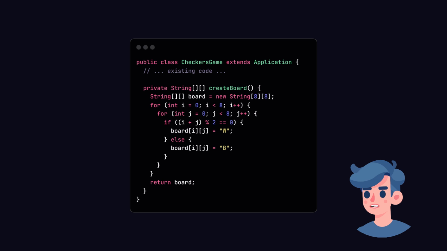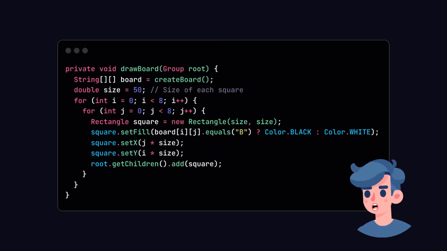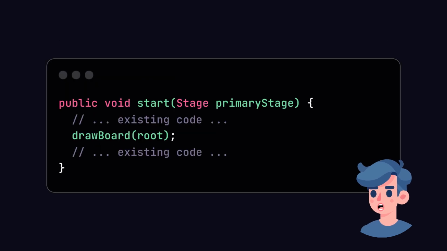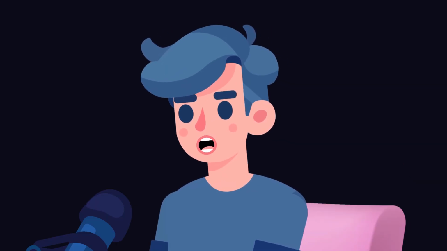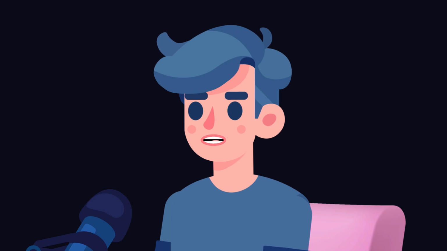We're going to add a method that generates our checkers board. We'll use a 2D array to represent the board, where B will represent black squares and W will represent white squares. Now let's visualize the board. We will represent each square using JavaFX rectangles and position them accordingly in the 3D space. Let's call this drawBoard method in our start method so that the board gets drawn when we run the application. Okay, now we can run our application again, and you should see an 8x8 checkers board displayed in the window.